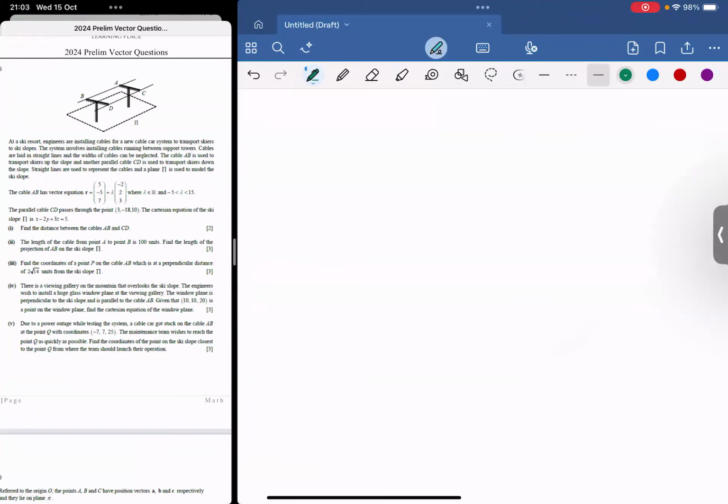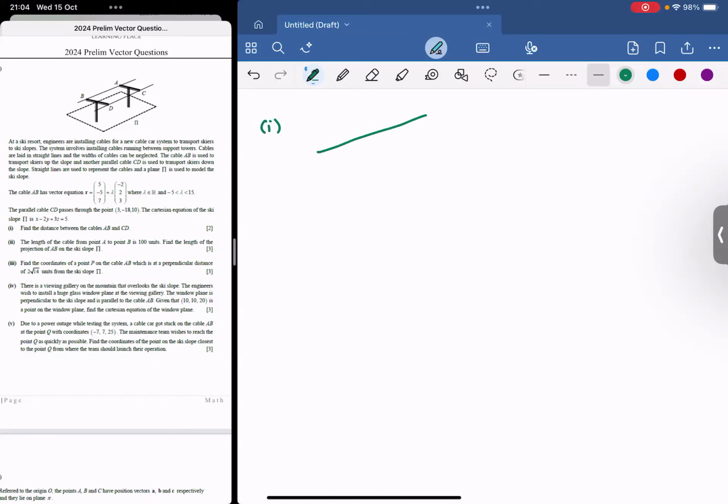At the ski resort, the engineers are doing this. So when you see the diagram, try not to see the diagram now. You should see it as lines and planes and points, that's all. So the whole first paragraph is not really important. The cable has this equation, lambda is -5 to 15. There's a parallel CD that passes through this point. The plane is this. Find the distance between AB and CD.